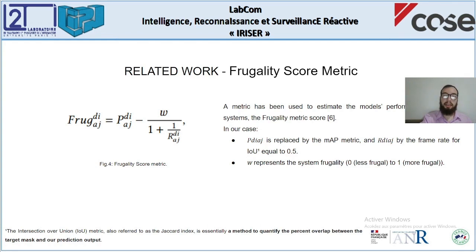We employ a specific metric. In our case, it was the mAP, the mean average precision, and also the frame rate, for an intersection over union of 0.5. Also, we change the variable in this metric, which is the frugality of the system, represented here by W.